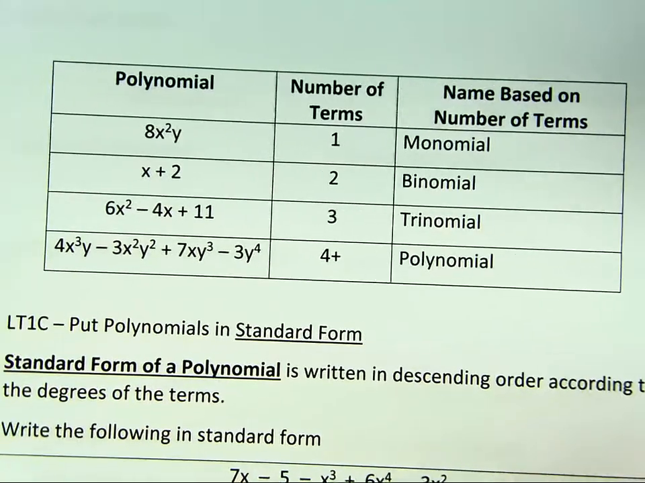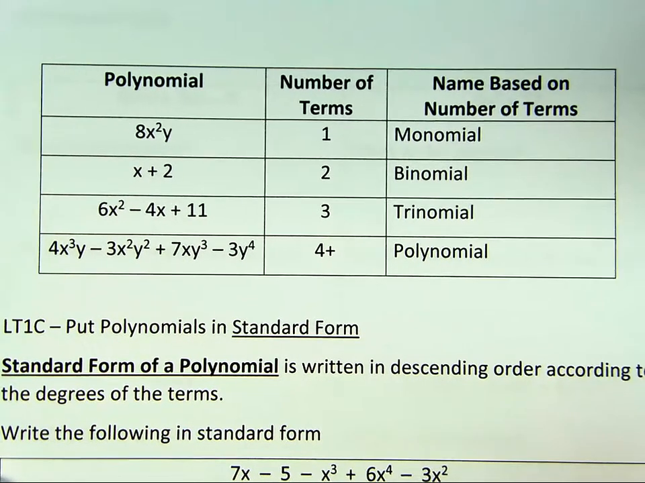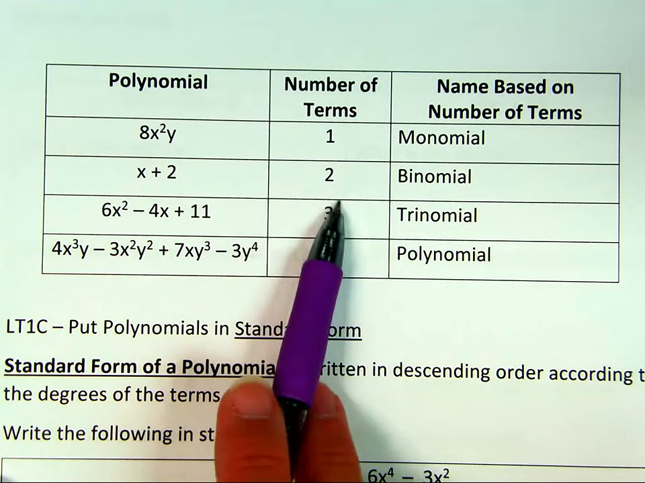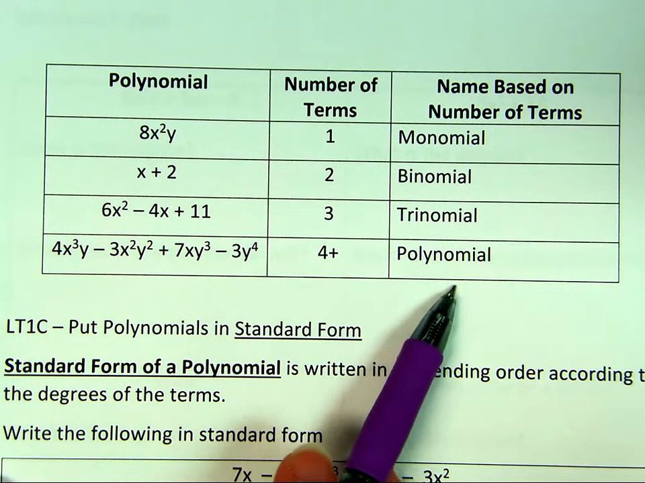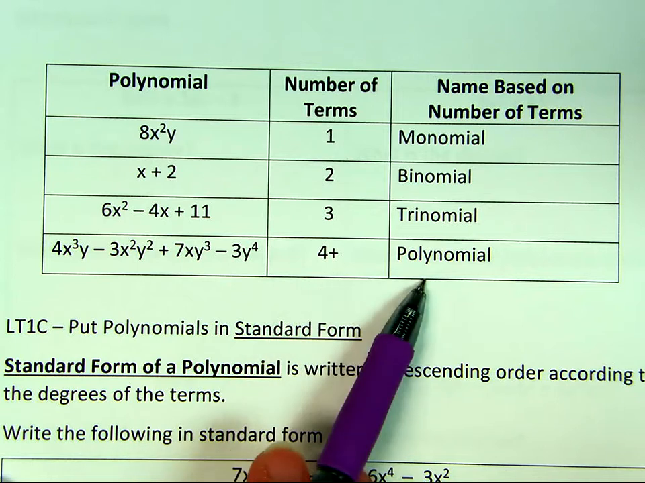Polynomials can also be named by the number of terms, and we just went through that. One term is a monomial, two terms is a binomial, three terms is a trinomial, and any above that, say four terms, five terms, we just call them polynomials.